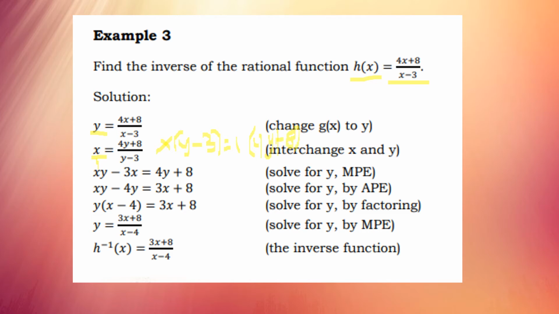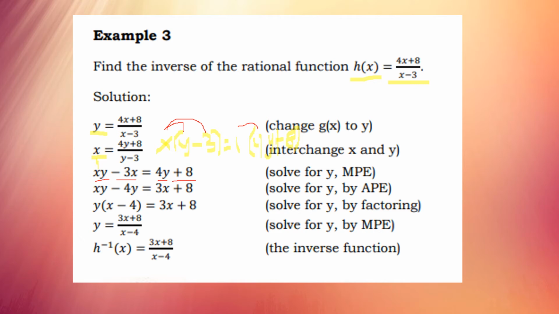Di ba? Ganyan. So, yung xy, x times y is xy. Then, x times negative 3, that's negative 3x. Then, equals 1 times 4y, 4y. Then, 1 times positive 8, positive 8. Then, after that, we combine similar terms.